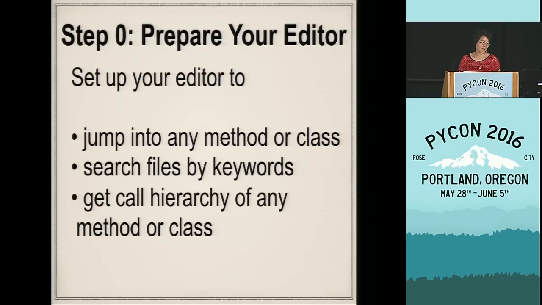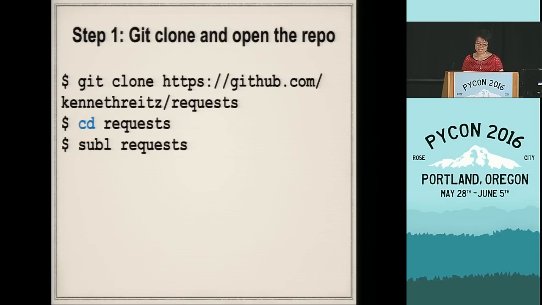So the first step is to prepare your editor. For any editor of your choice, you have to set up your editor such that you can jump into any method or class definition when you're highlighting it or when you're clicking on it. You also need to set up your editor so you can search files by keyword. And optionally, you may also want to see the call hierarchy of any given class or method. The next step, you should clone the repository, in this case, Kenneth Reitz's request library. And then you open the repository. In this case, I'm using Sublime Text, and now you have the code repository in front of you.